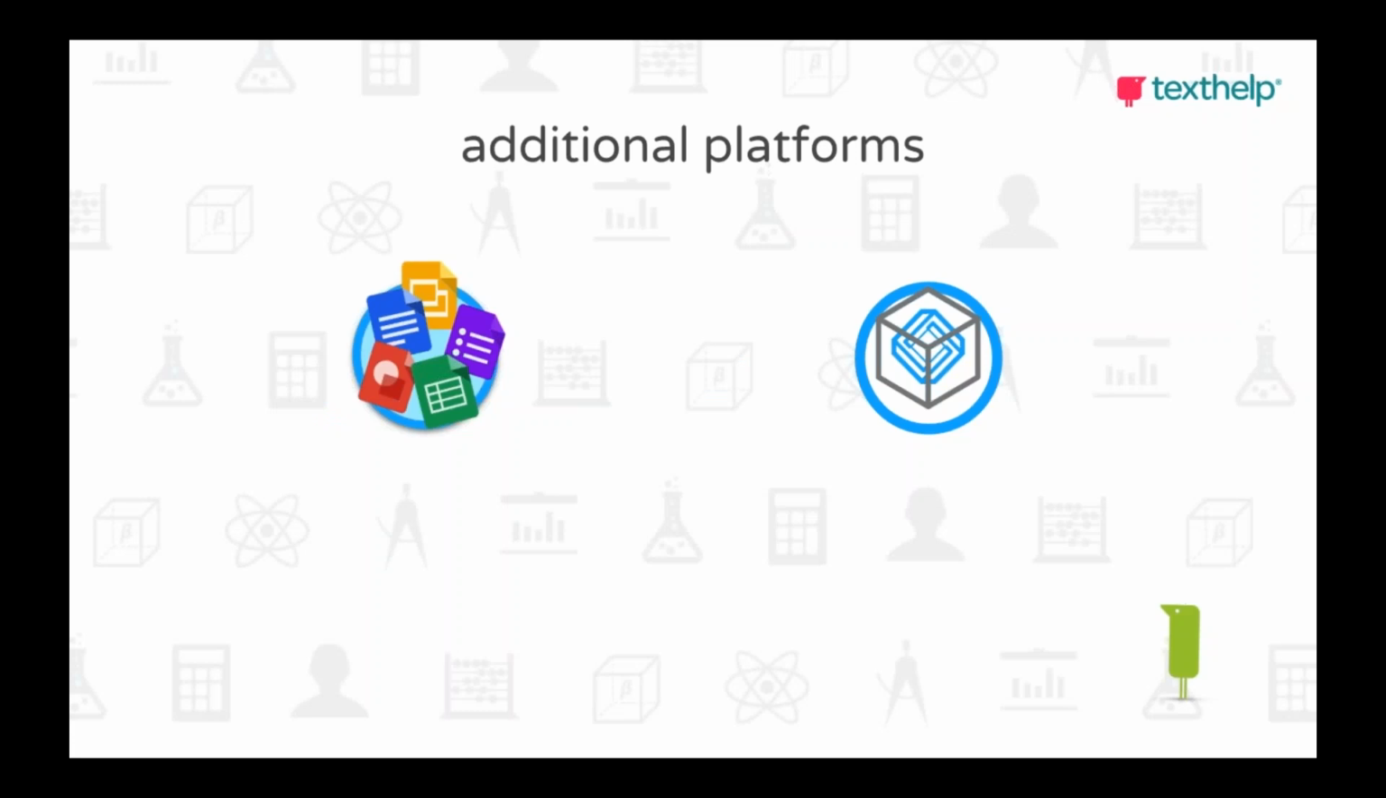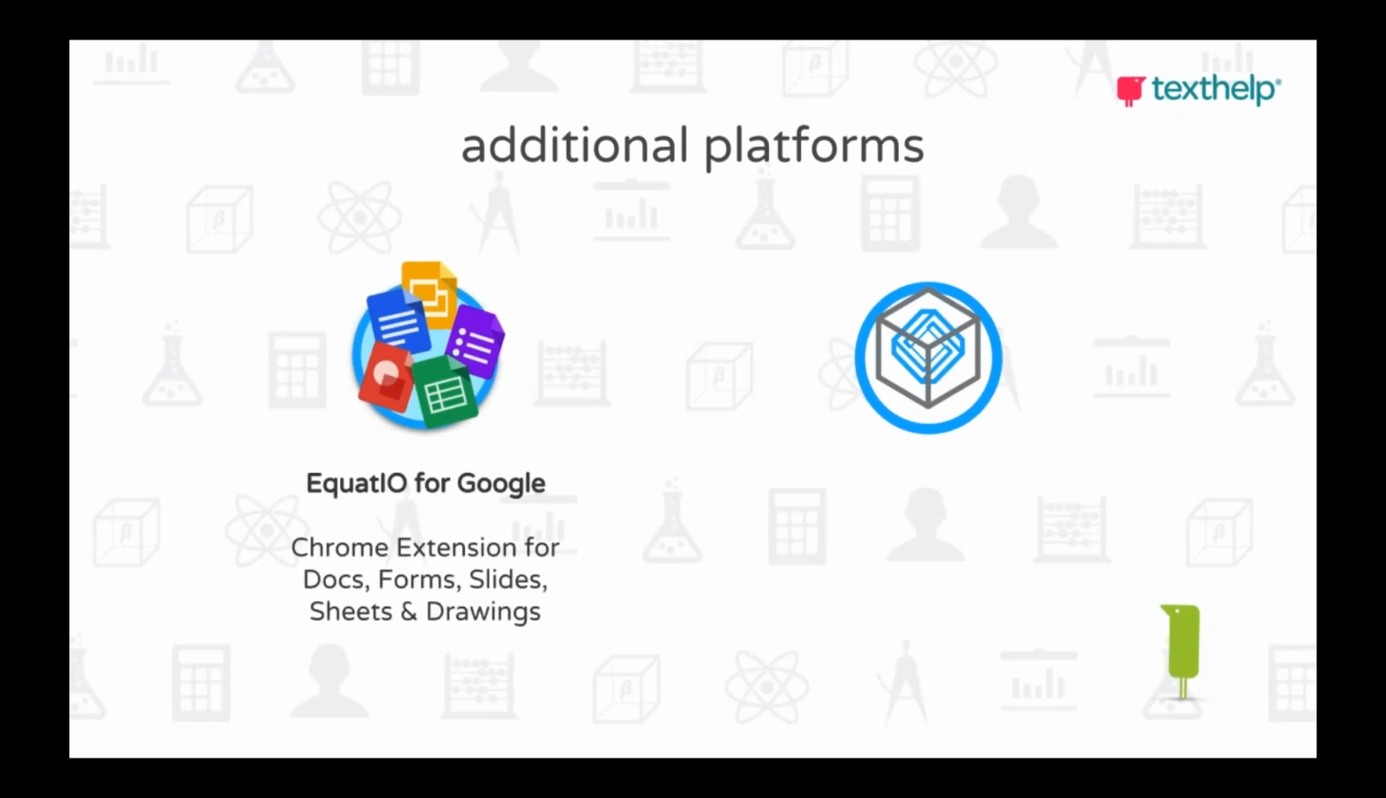One of the goals of EquatIO is to make it just like Netflix. It should work wherever you are. It shouldn't be platform dependent. So we have our desktop app for Windows and Mac. We also have EquatIO for Google, which is a Chrome extension that works across the G Suite. It works in Google Docs, Forms, Slides, Drawings, Form Responses, Google Sheets.